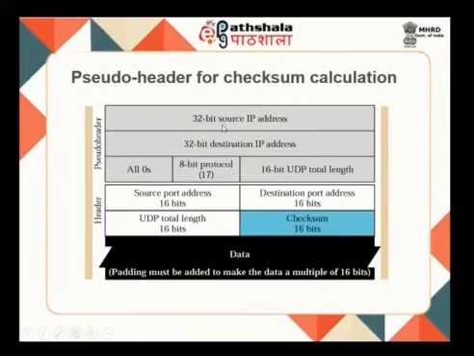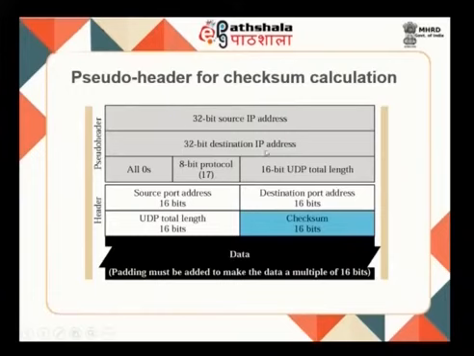That is, you use the 32-bit source address, 32-bit destination address, and the 8-bit protocol number which comes from the IP header. What we also do is use the 16-bit UDP total length again in order to form a full 32-bit word for the checksum calculation. So you will find that the 16-bit UDP total length is there in two places, but that is how the checksum calculation is actually done for UDP.